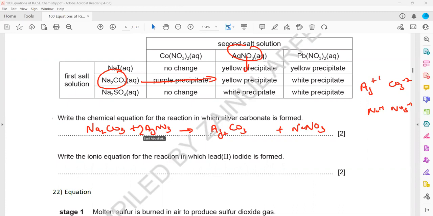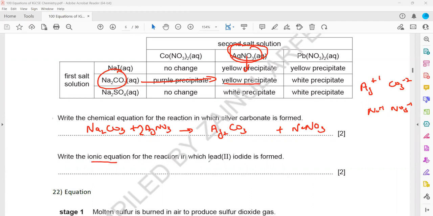The second part is balancing. So 2 silver, so we put 2. Silver is balanced, then carbon is balanced. Oxygen is 3 multiplied by 2, 6, 9, so all of them are balanced. So how do we identify that this should be silver carbonate formation? Because silver nitrate is mixed with sodium carbonate, it is an ionic precipitation in which ions are exchanged, and it will form one insoluble salt.